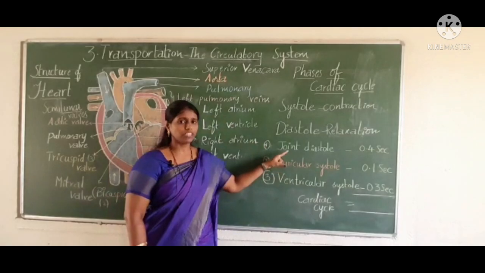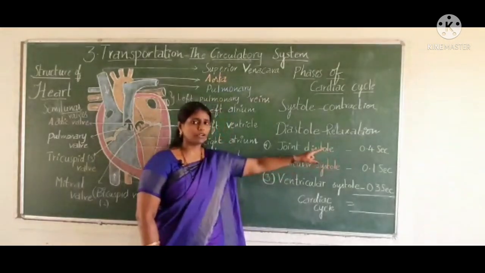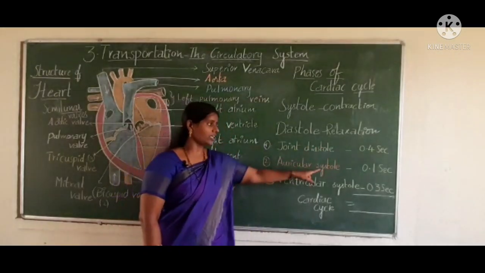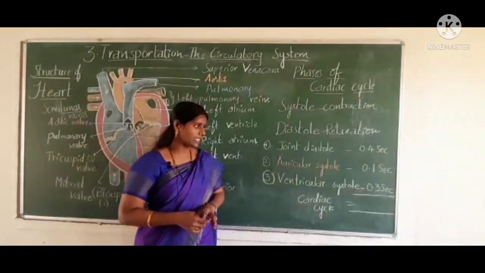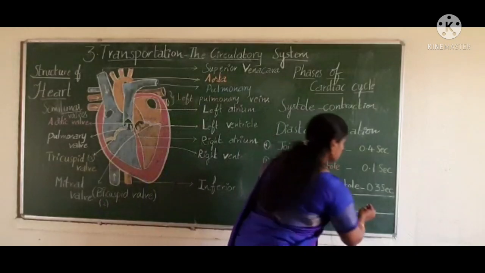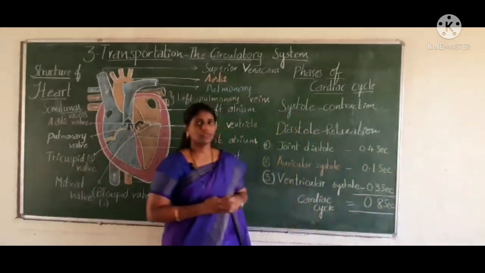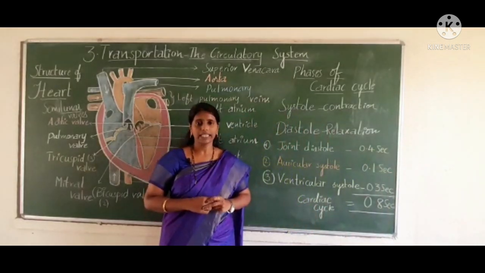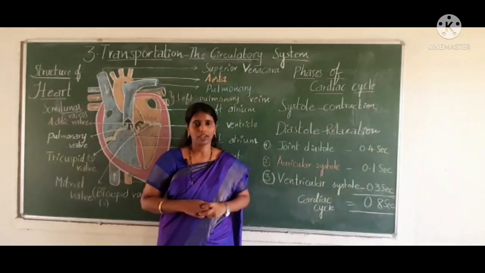Time durations of three different phases. For joint diastole, it is 0.4 seconds, for auricular systole it is 0.1 second, and for ventricular systole it is 0.3 seconds. When you total these, it will be 0.8 seconds. So to complete one cardiac cycle, it takes approximately 0.8 seconds. How rapid is our heart? It completes one cardiac cycle in less than a second.